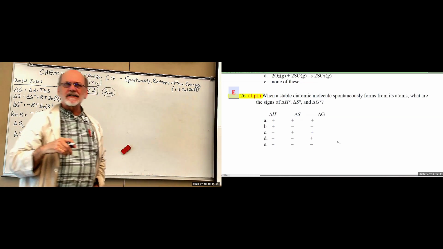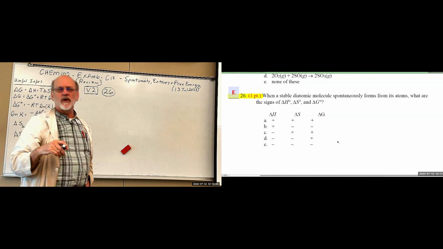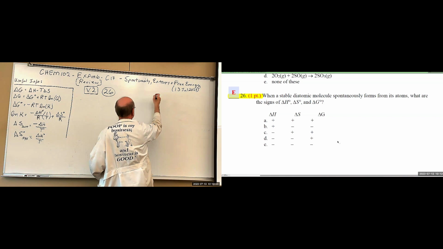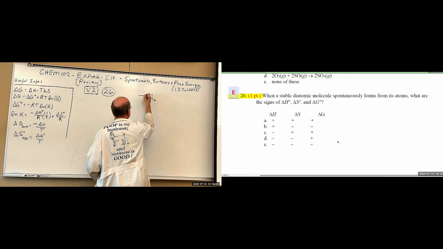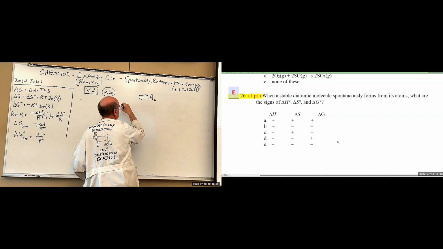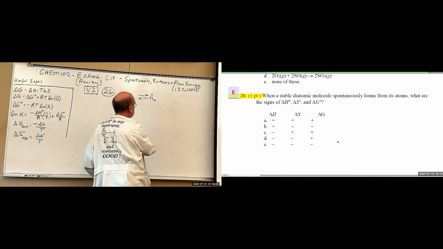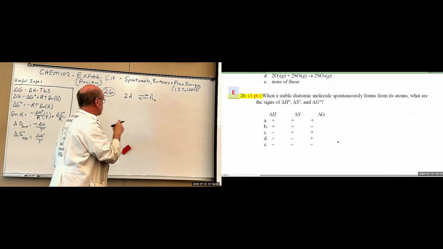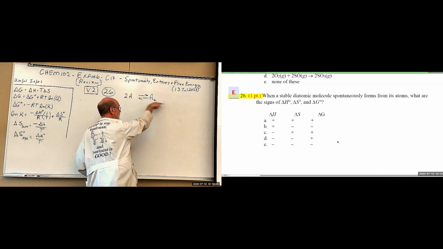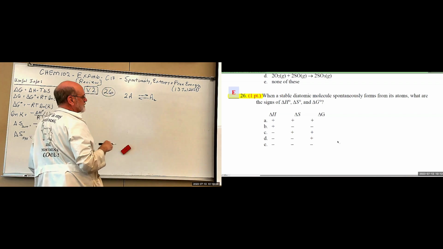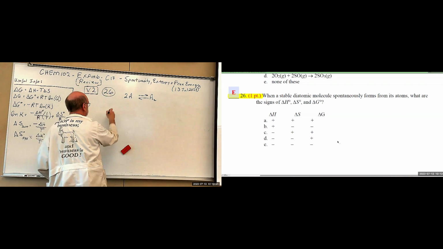When a stable diatomic molecule spontaneously forms from its atoms, the diatomic molecule, let's just say A2, spontaneously forms from its atoms to A2. So that's the process. And spontaneous means it's going from here to there. What are the signs of delta H, delta S, delta G?